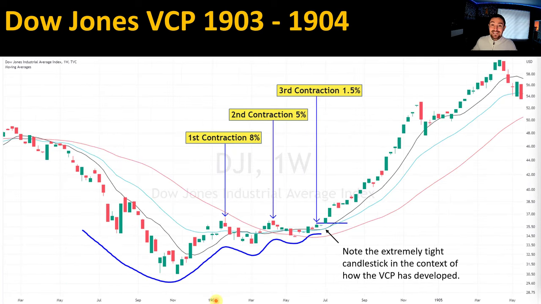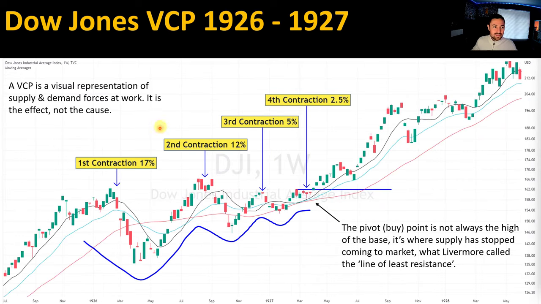This is back in 1904. This is over 110 years ago. Look at this: one contraction, two contractions, three contractions, tight, then the breakout coming through. Why on earth is that happening? Well, a VCP is a visual representation of supply and demand forces at work. It is the effect. It is not the cause. The VCP is the effect of supply and demand, accumulation and distribution.